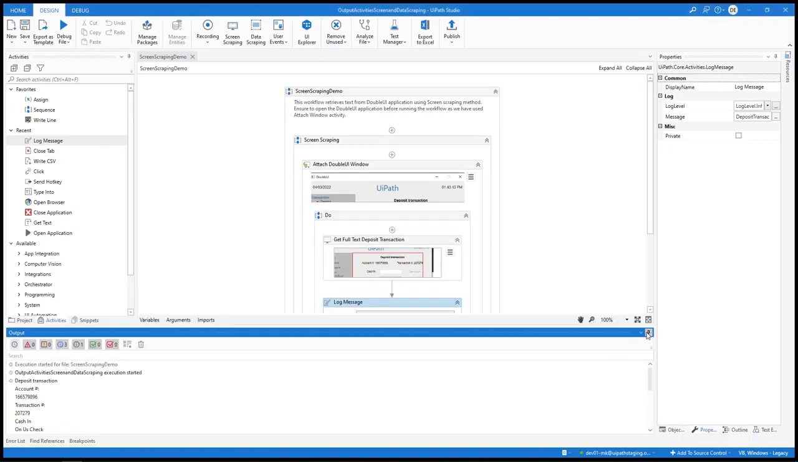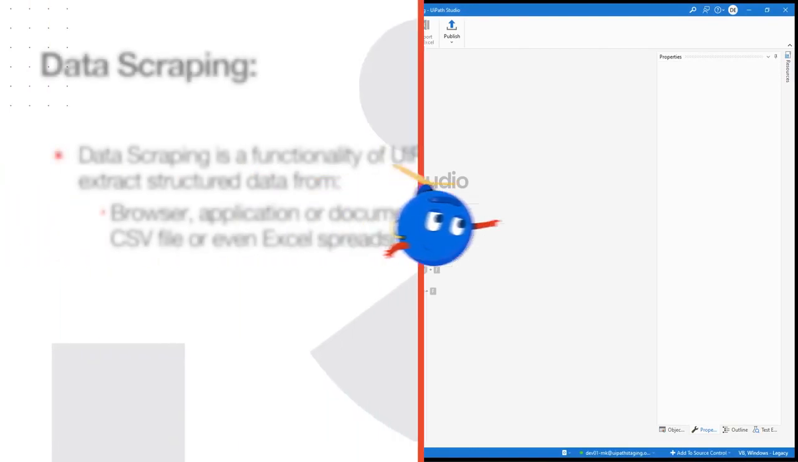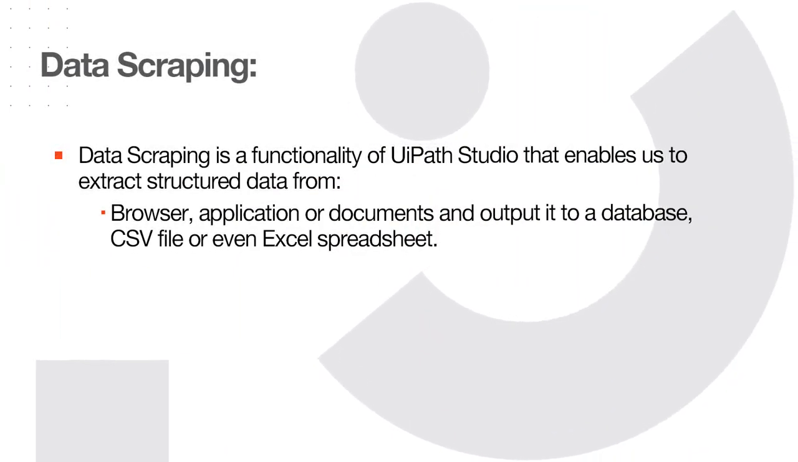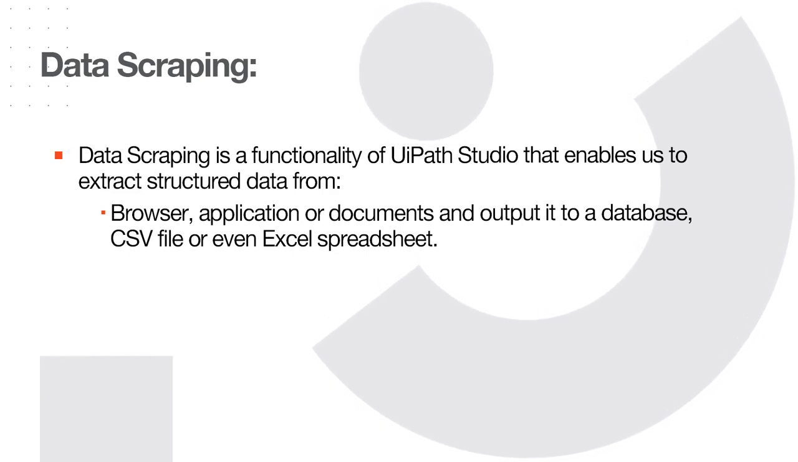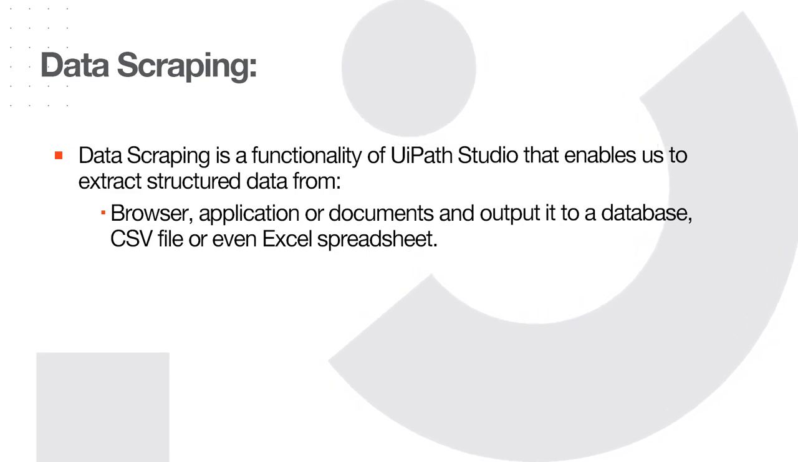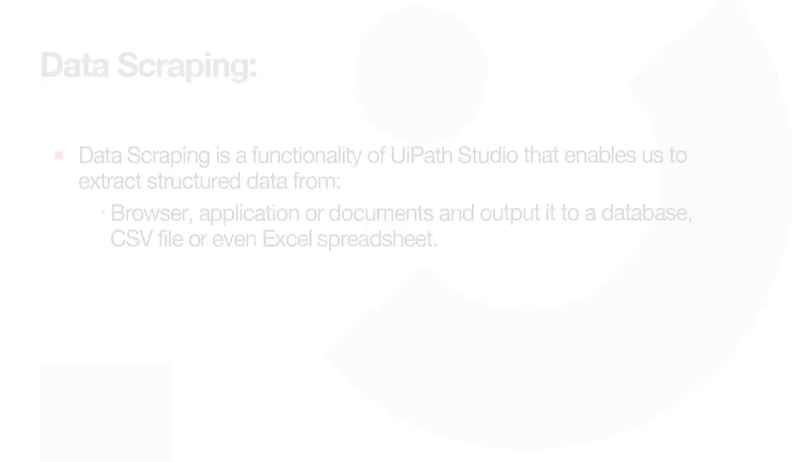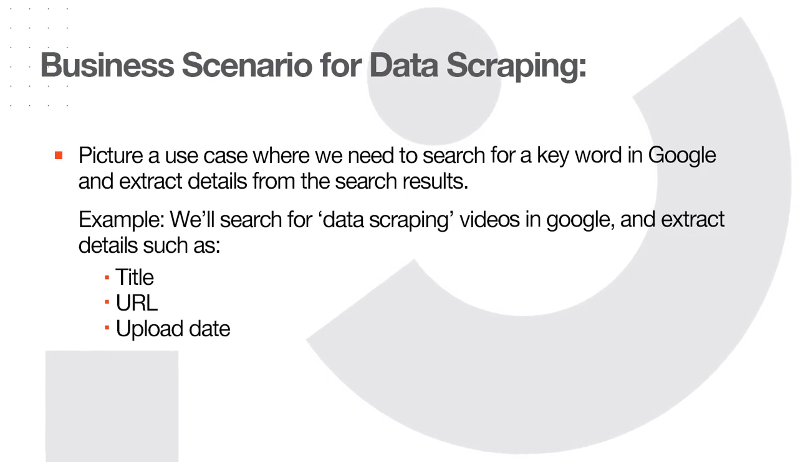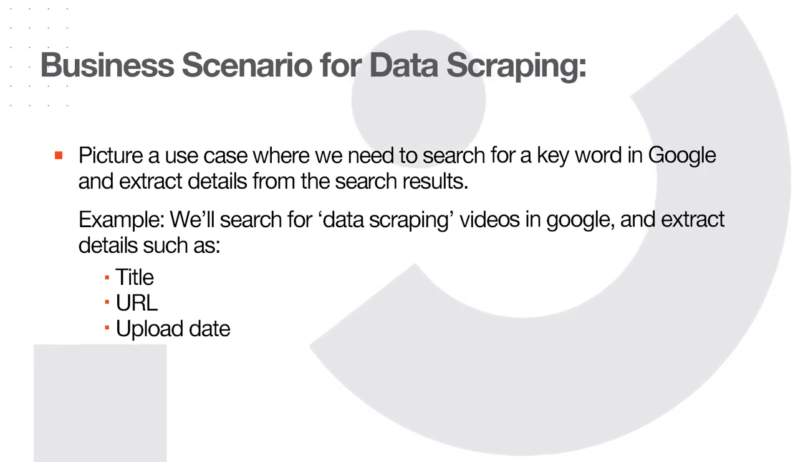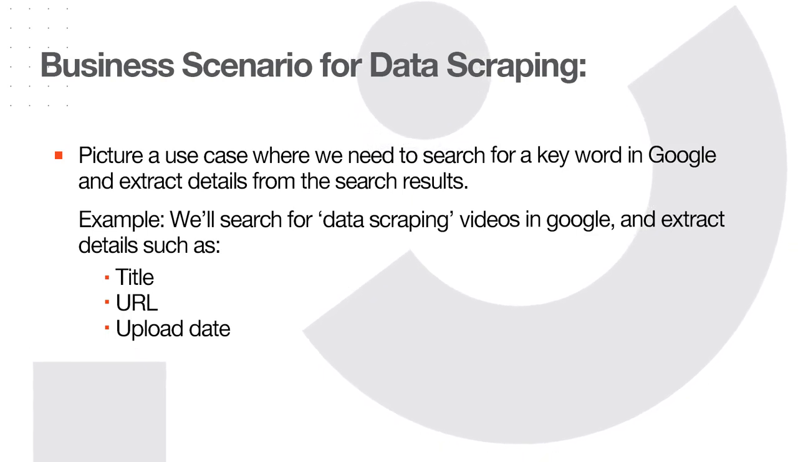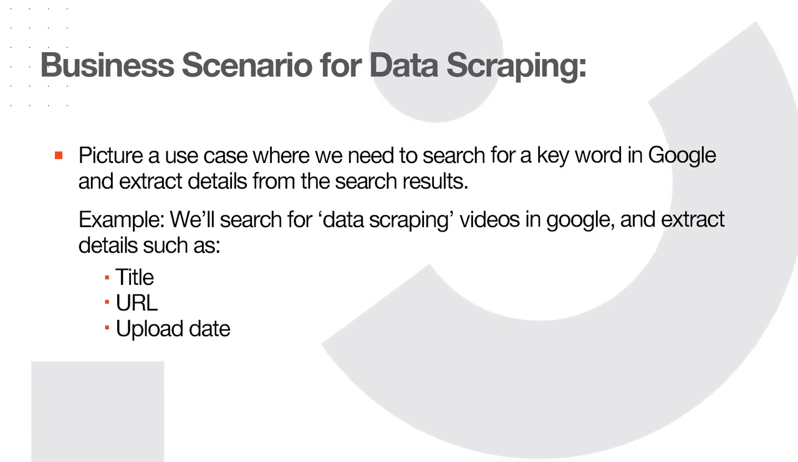Now that we have covered how screen scraping works, let's check out data scraping. Data scraping is a functionality of UiPath Studio that enables us to extract structured data from our browser application or documents and output it to a database, CSV file, or even Excel spreadsheet. Let's take an example. All Google search results have the same structure: the title at the top, a string for the URL, and the description of the web page. This structure allows Studio to easily extract the information.